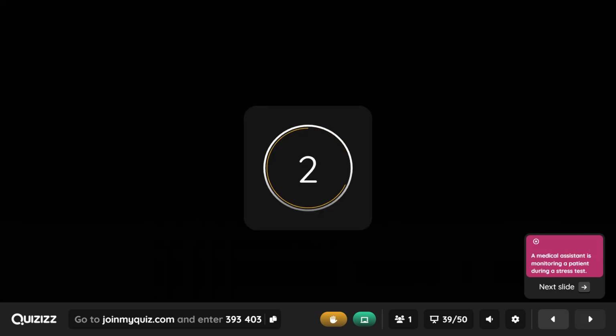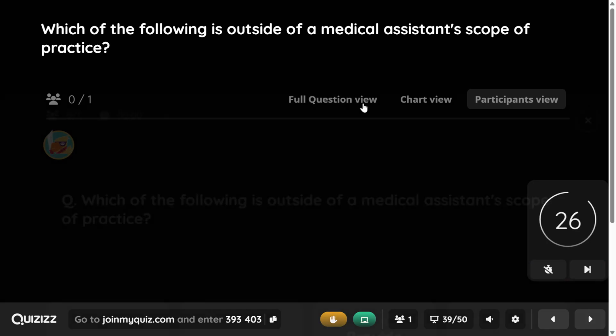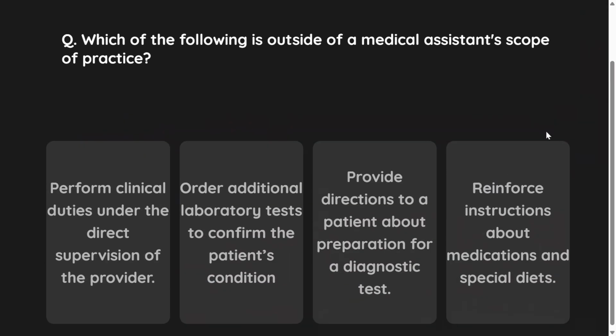Next question. All right, which of the following is outside of a medical assistant's scope of practice? Is it performing clinical duties under the direct supervision of the provider, ordering additional lab tests to confirm a patient's condition, providing directions to a patient about preparation for a diagnostic test, or reinforcing instructions about medications and special diets? Which one is outside of the medical assistant's scope of practice?